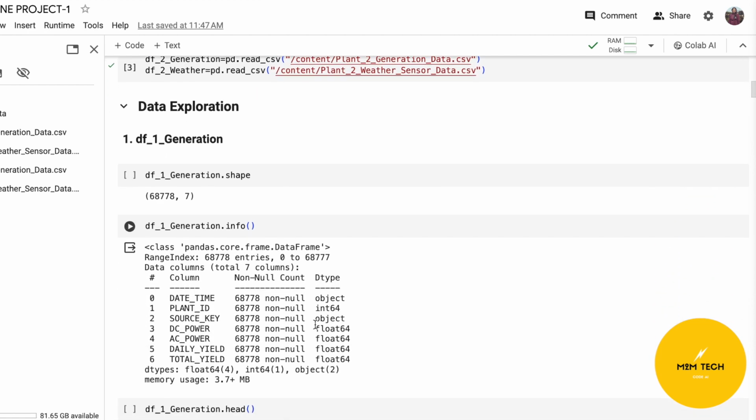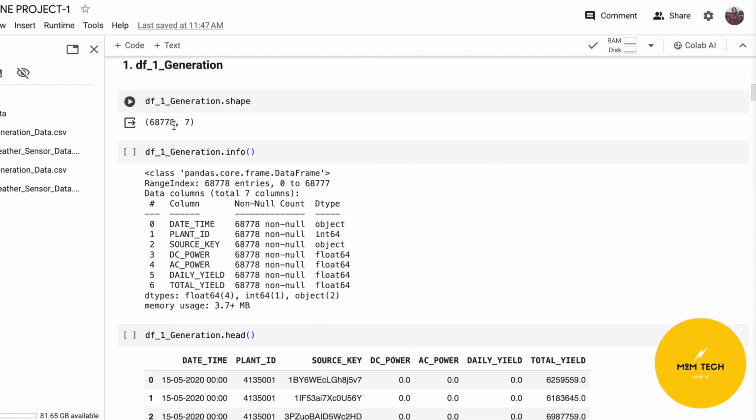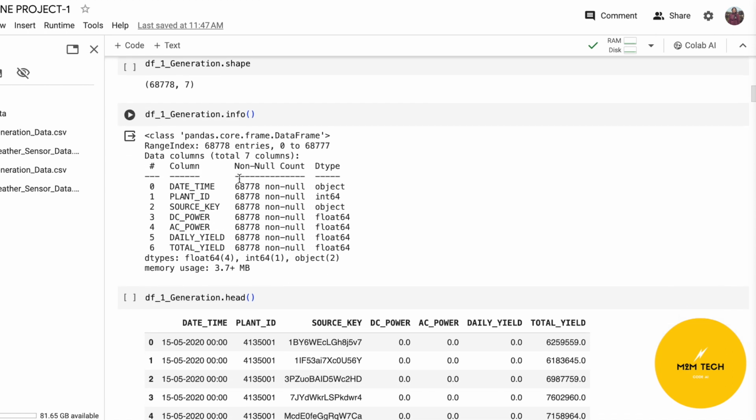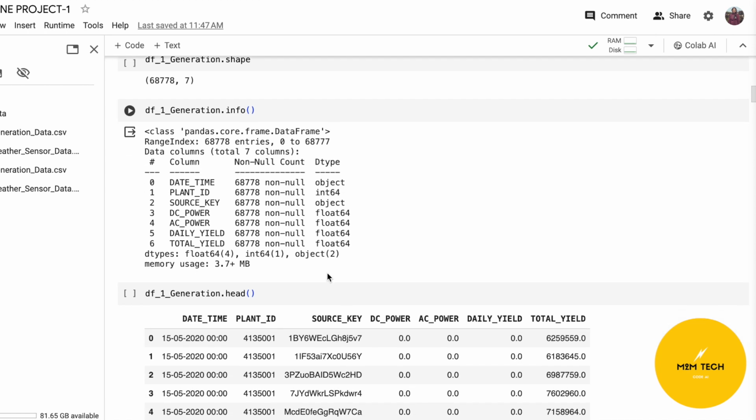First of all, the generation data for plant 1 consists of 68788 entries and 7 columns that include date time, plant ID, source key, DC power, AC power, daily yield and total yield. And no missing values were found in the data.